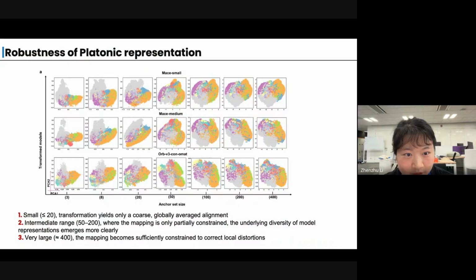Yeah, we also checked the number of different anchors. We checked anchors from 3 to 400. Even with only 3 anchors, we can start to see the alignment of them, which means the different models are indeed converging to one representation.